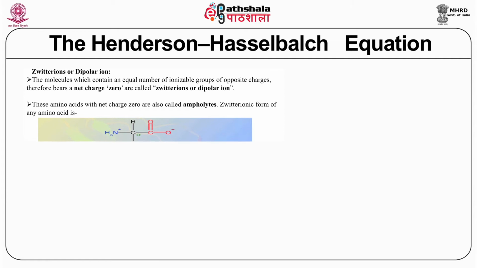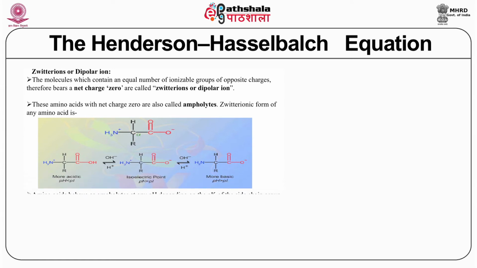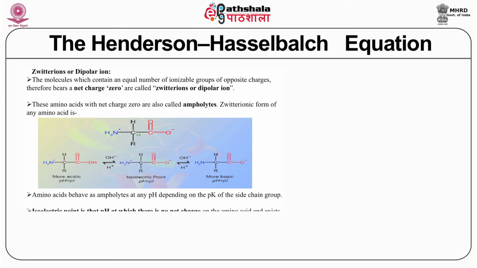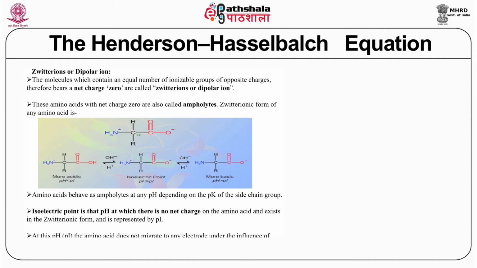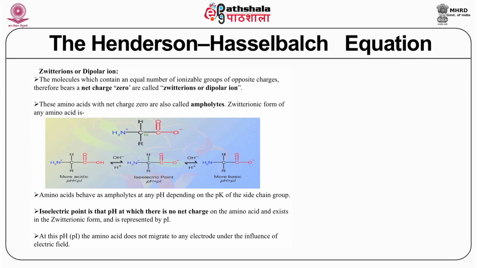Now, amino acids are also known as zwitterions. Zwitterion means it is dipolar, two charges are there, both positive and negative at the same time. So, the molecule contains an equal number of ionizable groups of opposite charges. Therefore, they will have both positive and negative charges, but the net charge becomes 0. The best example of a zwitterion is the glycine molecule.